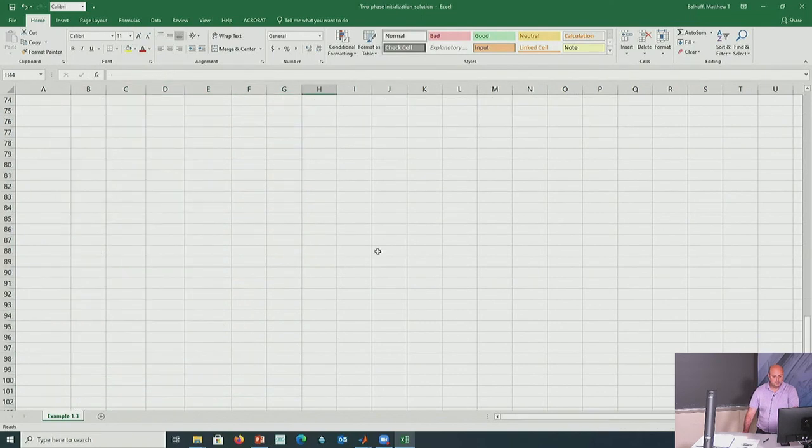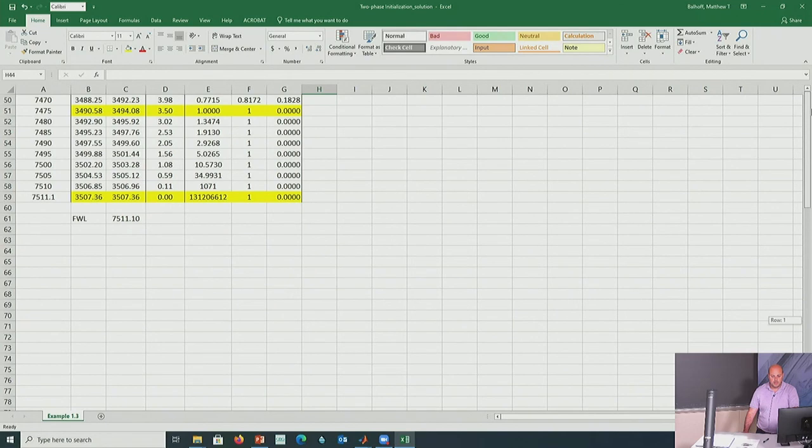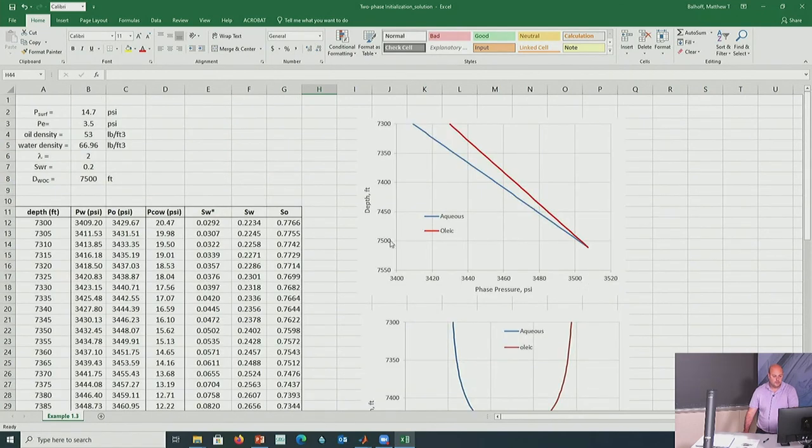If you do this, the plot will generate for you. Here's a plot of depth on the y-axis, so it's getting deeper as you go down, versus pressure. You can see the water, or aqueous phase, pressure and the oleic phase pressure. At the free water level, they're equal. At the water oil contact line, the difference is the capillary entry pressure. And that increases as you go up.